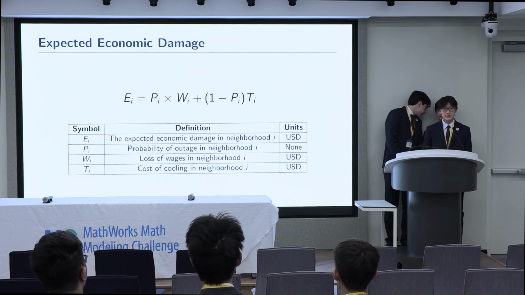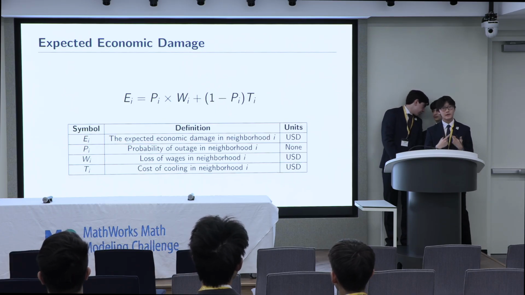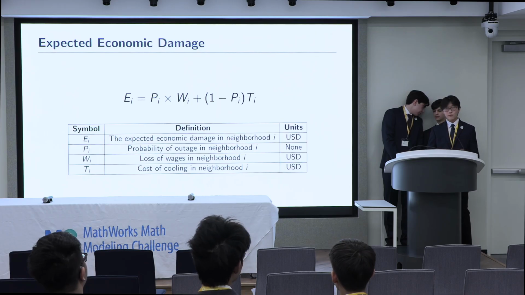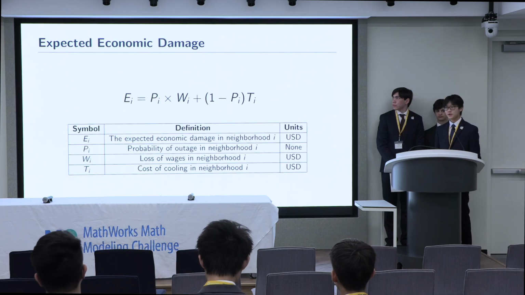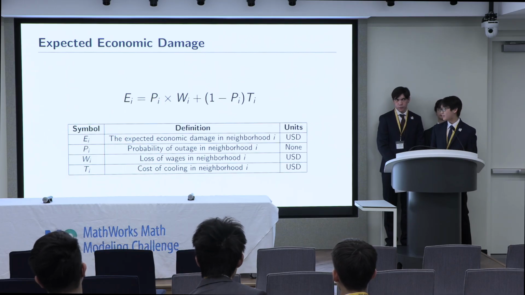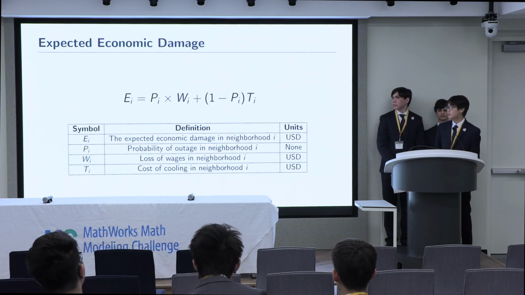If there is a power outage, we expect transport networks to fail and the failure of network services in the neighborhood, and therefore the loss of the wages for all individuals within the neighborhood. If there isn't a power outage, we expect people to work from home as per CIPD data, and the main cost to be the cost of cooling.